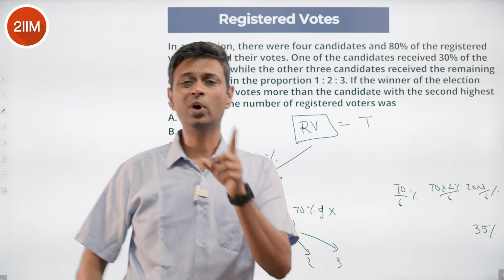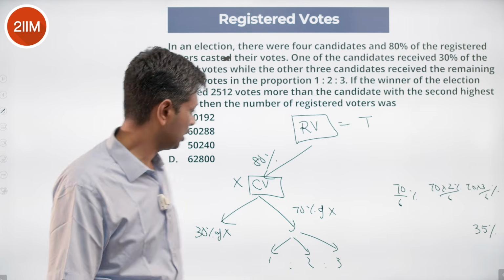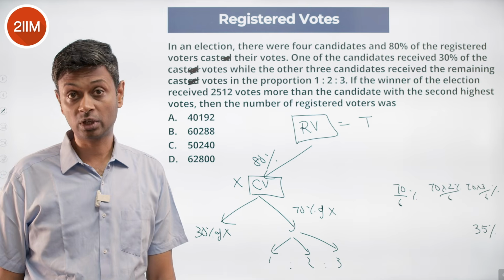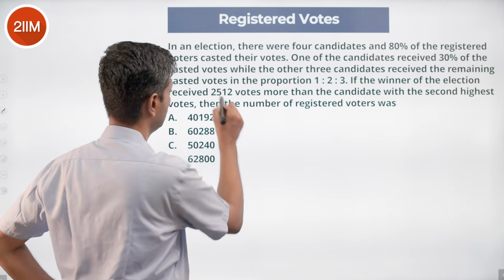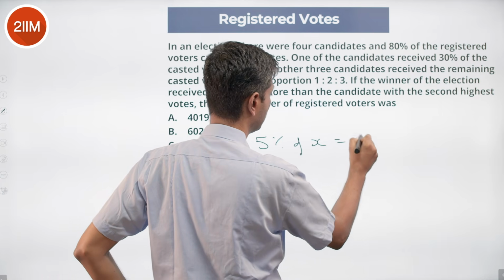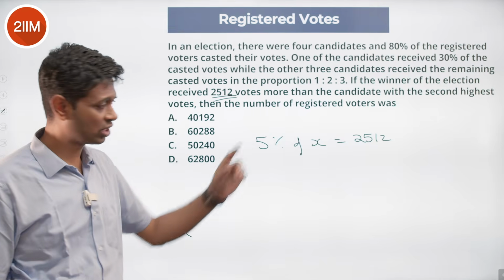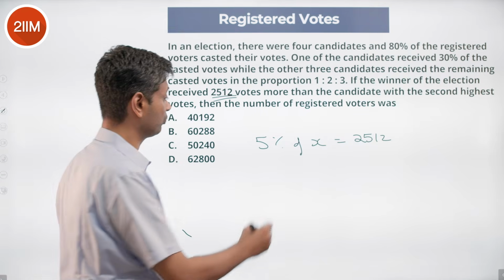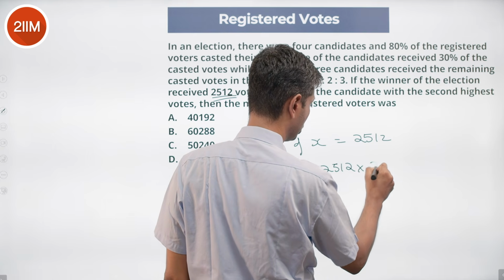Or the guy who won the election won 35% of the total cast votes, and the guy who came second won 30% of the total cast votes. Or the difference between these two is 2512. 5% of X is 2512. It's true. X is the total votes cast. 5% is 1 by 20, or X is 2512 into 20.